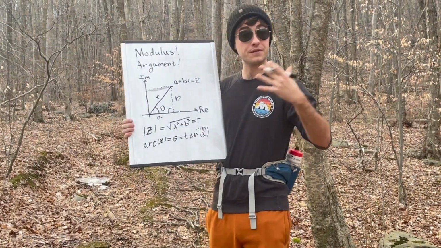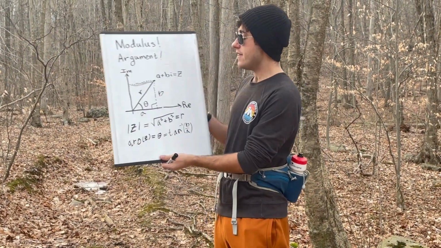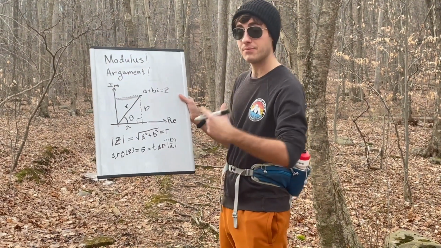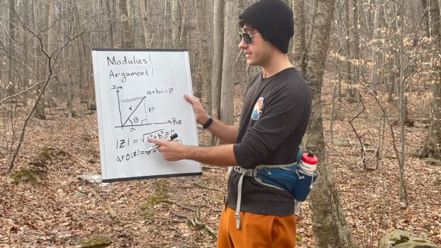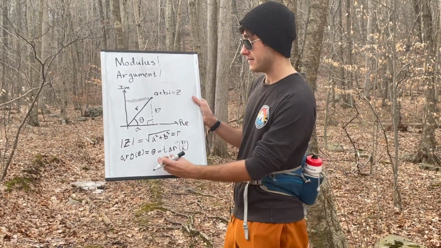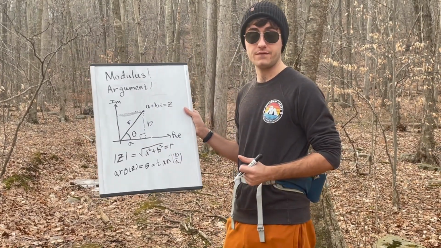And what the goal of this video is to show is that when you multiply two complex numbers together, the complex number you get has a modulus that is the product of the moduli of the two numbers you multiplied, and has an argument that is the sum of the two arguments of the numbers that you multiplied.